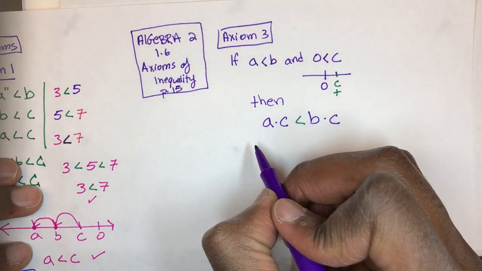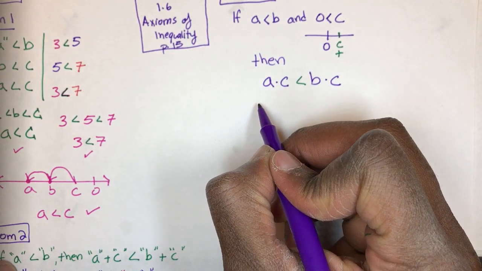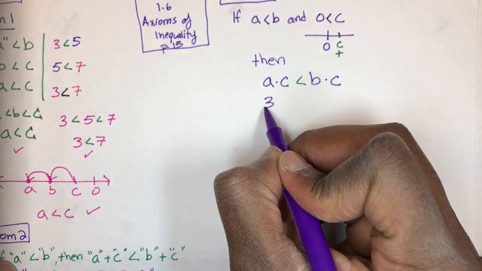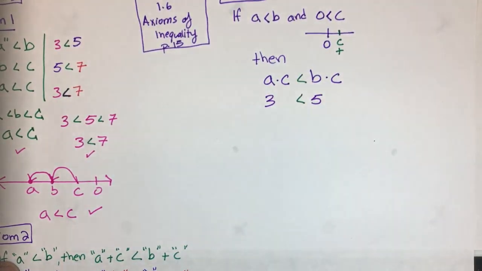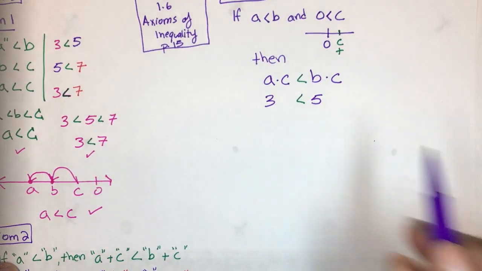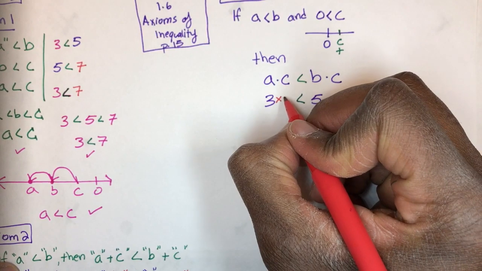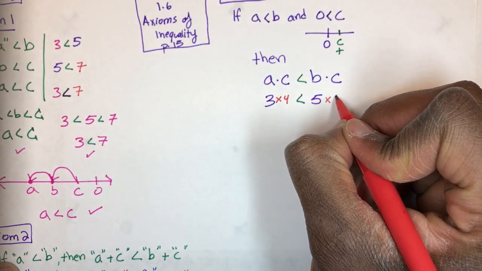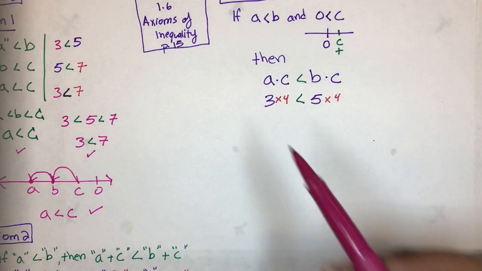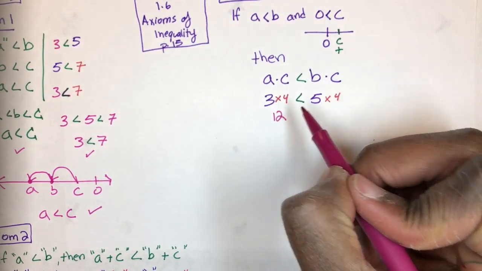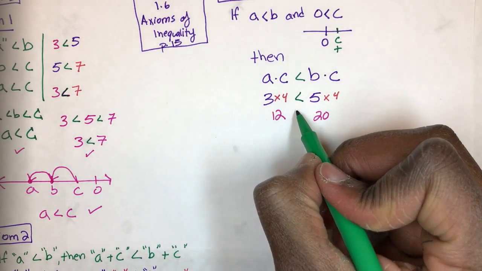If A is less than B, right? So, if A is less than B, let's choose the same numbers we've been using. If A is 3 and B is 5, right? It should be the case that if you multiply it by some positive number, let's say the positive number is, I don't know, 4. And that positive number over here is 4. The ratio should stay the same. Let's see if it's true. 3 times 4 is 12. 5 times 4 is 20. Well, look at that. 12 is still less than 20.